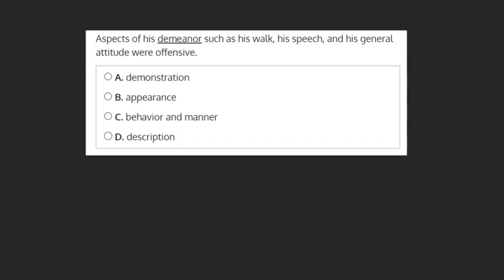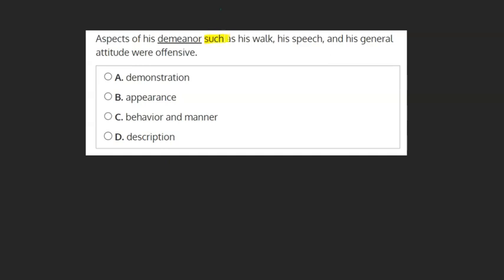Aspects of his demeanor, such as his walk, his speech, and his general attitude, were offensive. Does demeanor mean demonstration, appearance, behavior and manner, or description? This sentence uses a comparison clue.